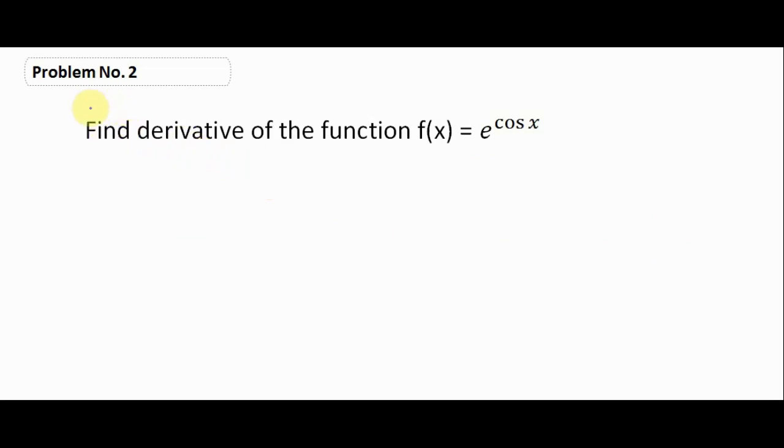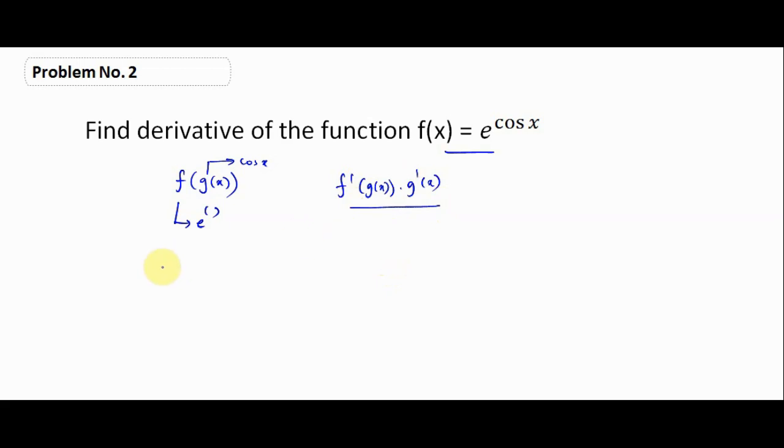Let's see another problem. Find derivative of the function f of x equal to e raised to cos x. So we are given a function which is in the form f of g of x. So f represents the outside function and g represents the inside function. In this case, outside function will be the exponential function e raised to something, and the inside function g is cos x. So derivative will be f dash of g of x into g dash of x. As per chain rule, this will be the derivative.